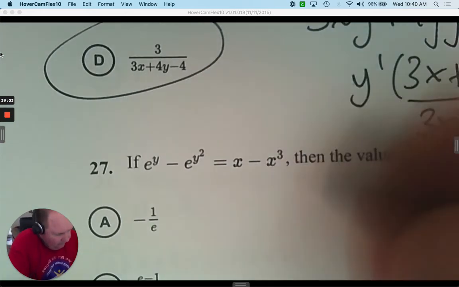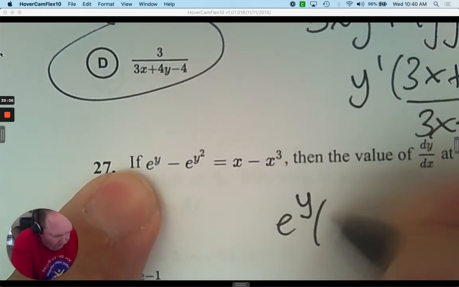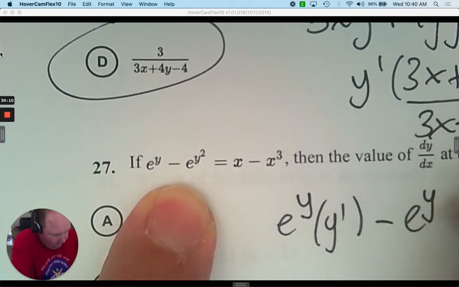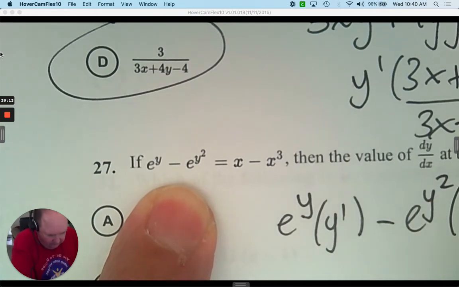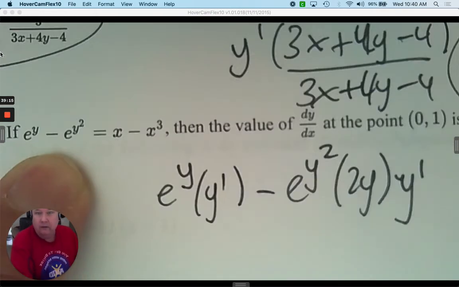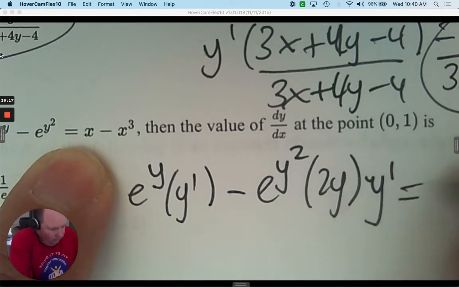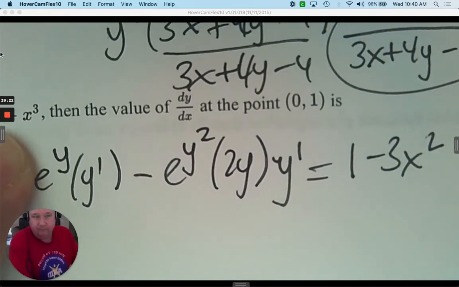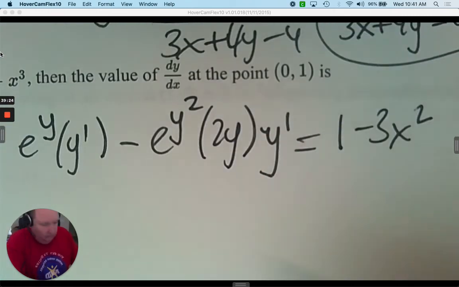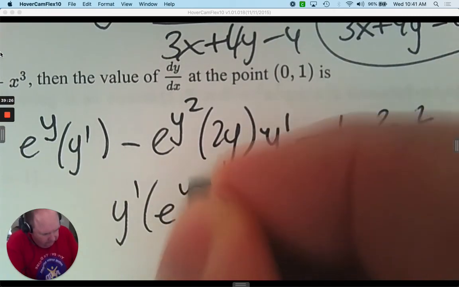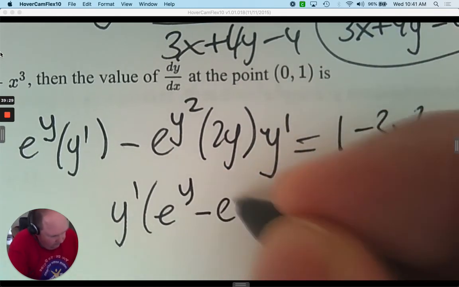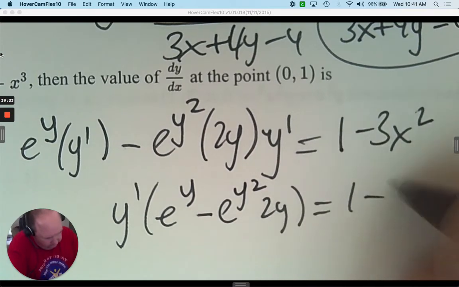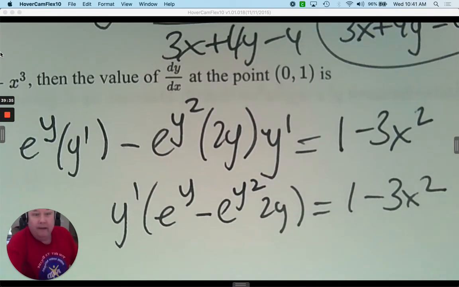Number 27. Take the derivative. So e to the y would be e to the y, but it needs the y prime. E to the y squared is e to the y squared. That's 2y, but needs a y prime. The derivative of x is 1, and x cubed is 3x squared. Now, factor out a y prime. And then divide.